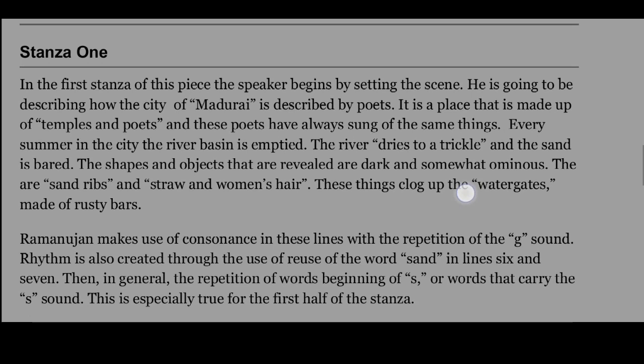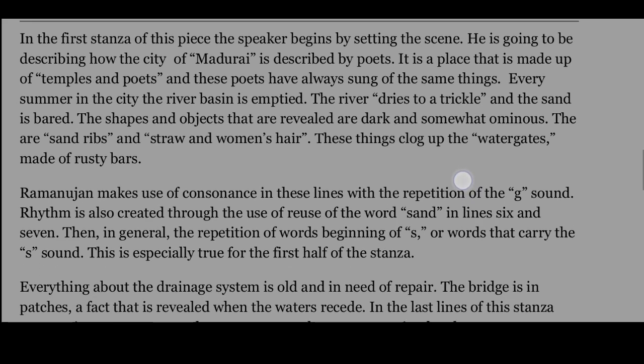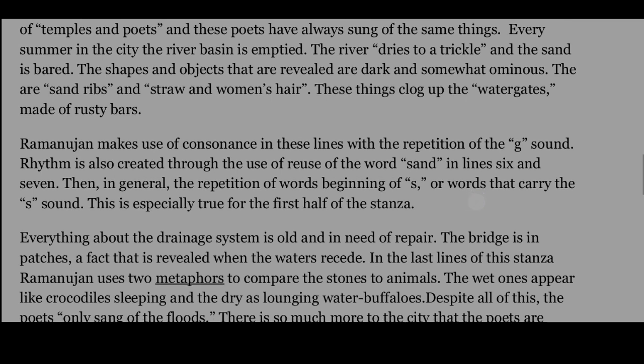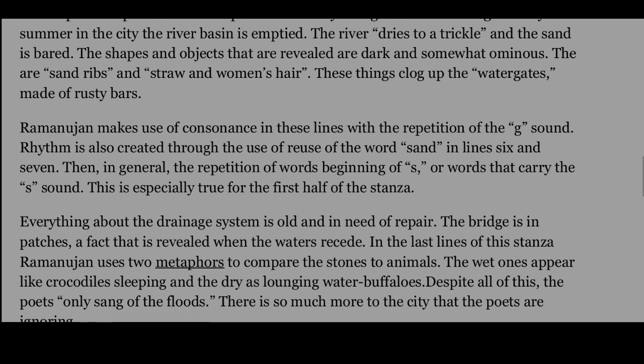And now we begin with stanza 1. In the first stanza of this piece, the speaker begins by setting the scene. He describes how the city of Madurai is described by poets. It is a place that is made up of temples and poets, and these poets have always sung the same thing. Every summer in the city, the river basin is emptied. The river dries to a trickle and the sand is exposed.